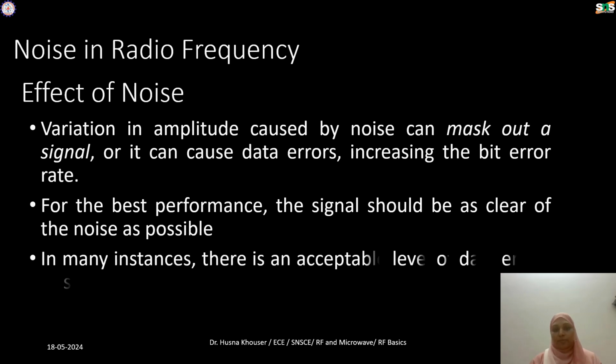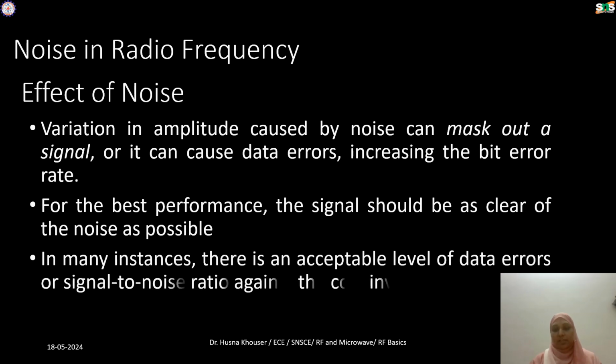For good performance, the signal should be very clear. That is, we have to separate the noise from the signal. In many instances, in real time we will not have data without noise. Already we will be having noise with it. So there will be an acceptable level of data errors or signal to noise ratio. When the noise is reduced, then the cost will also get reduced.